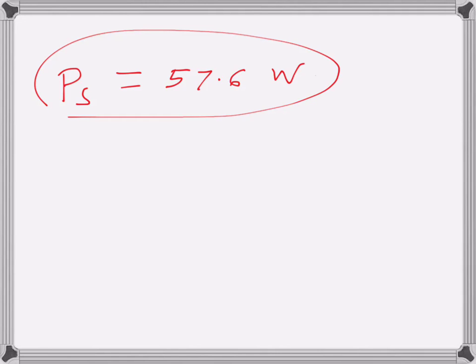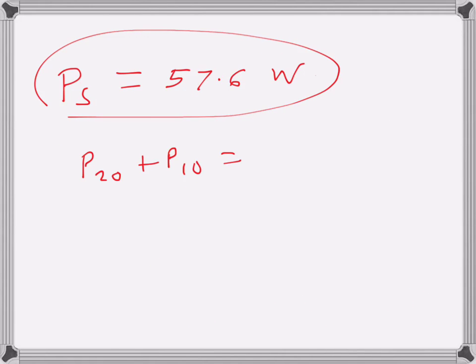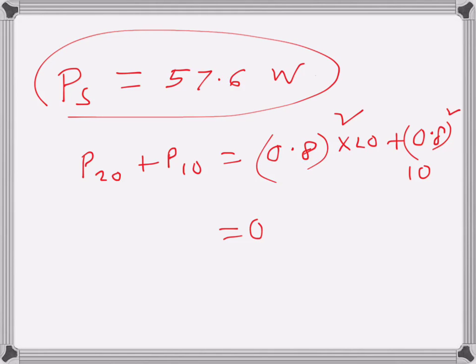For the dissipated power, first of all, the resistances 20 and 10, P20 and P10. If we calculate these two, we get I squared R: I squared times 20 plus I squared times 10, or I could have just written 0.8 squared times 30. So this one is 19.2 watts.